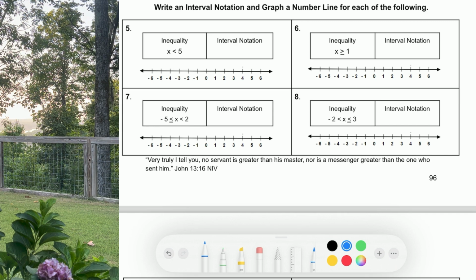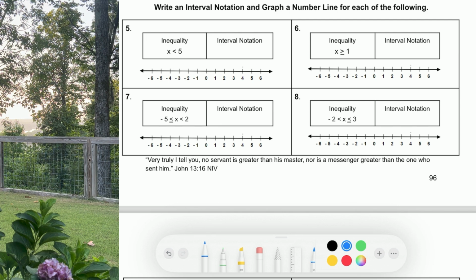Now let's look at 5 through 8. Write an interval notation and graph a number line for each of the following. This time we're given the inequality. We need to do the graphing, and we still need to come up with the interval notation. I find that it's easier to figure out my interval notation once I've graphed it. I have a visual there to look at, and it just helps me to lay out the exact way to write the interval notation based on the picture. So let's do that first.